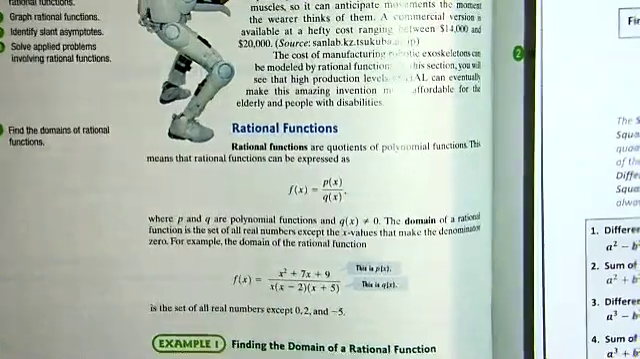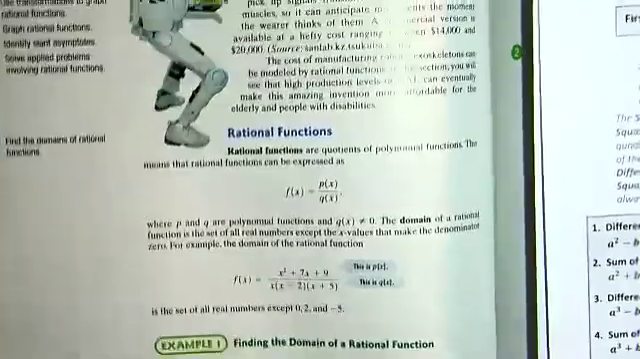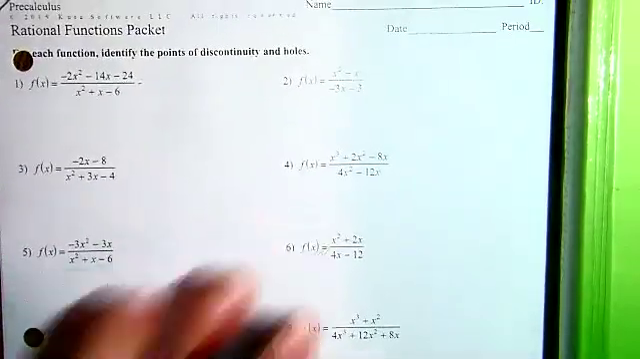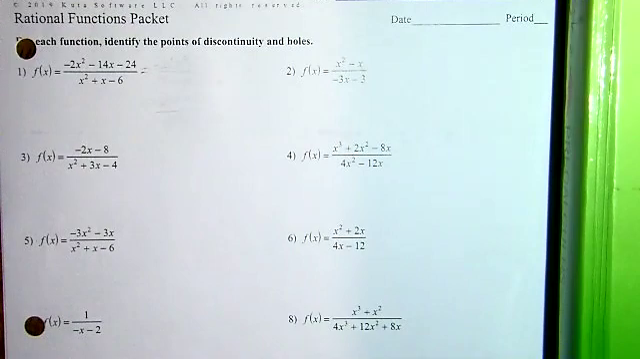So that's a quick overview of the type of functions we're going to look at. Part of your work this week is to look at this worksheet packet on rational functions. If you look back at your schedule, all I've asked you to do is to completely factor the numerator and denominator of each one of these functions.